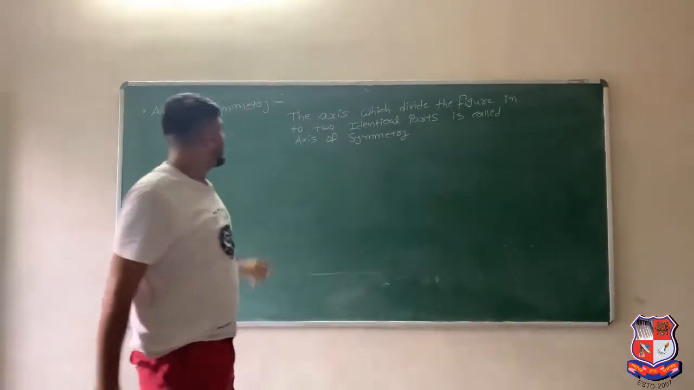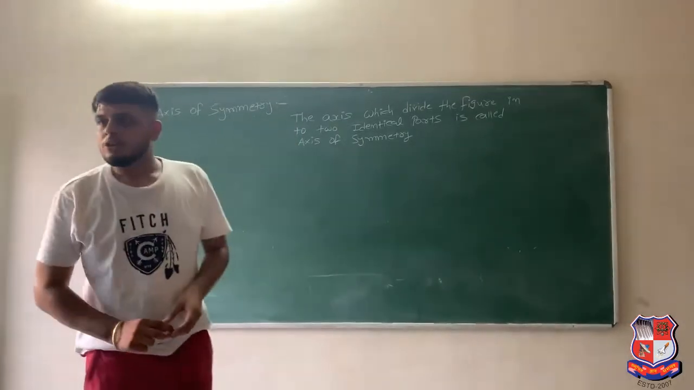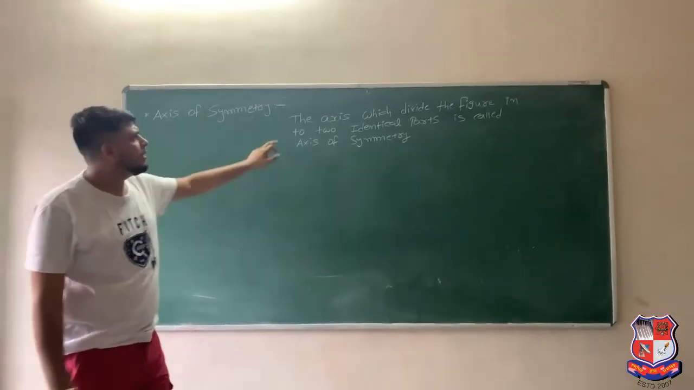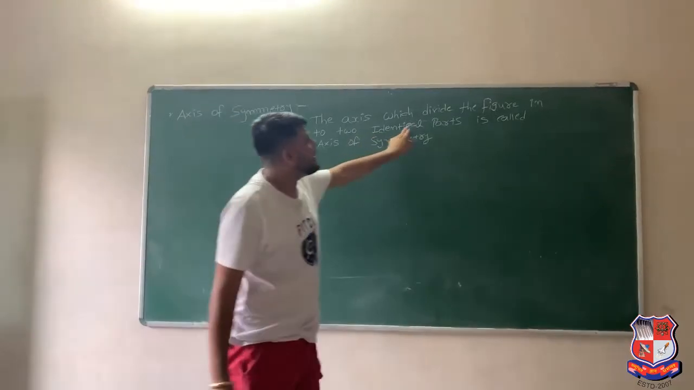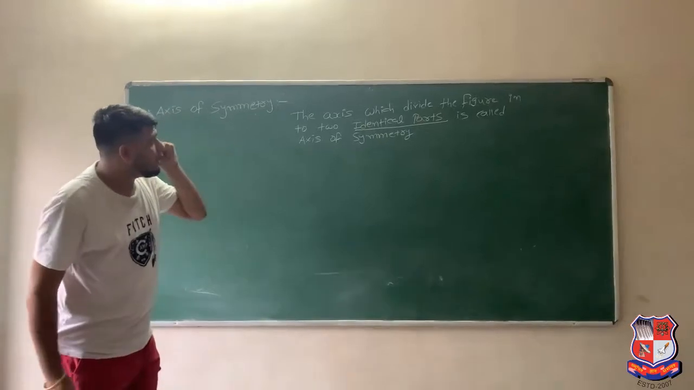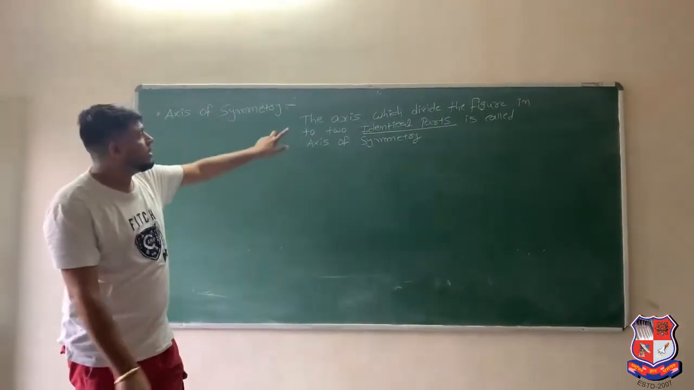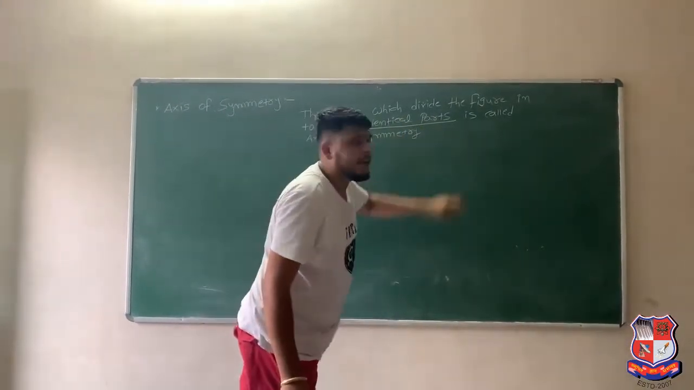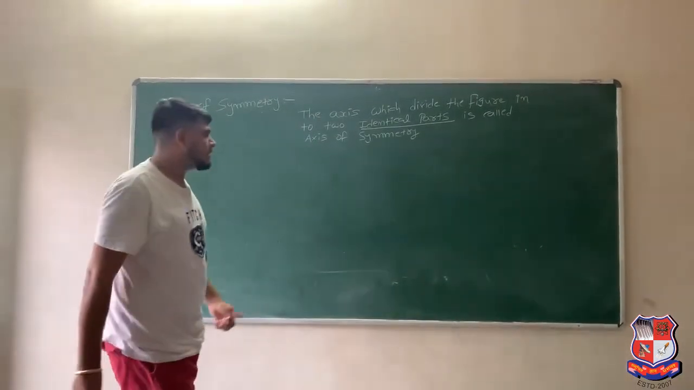Next technical term is axis of symmetry. Let me explain one definition. The axis which divides the figure into 2 identical parts. Identical parts is the keyword. The axis which divides the figure into 2 identical parts is called the axis of symmetry. Let me explain with one example.